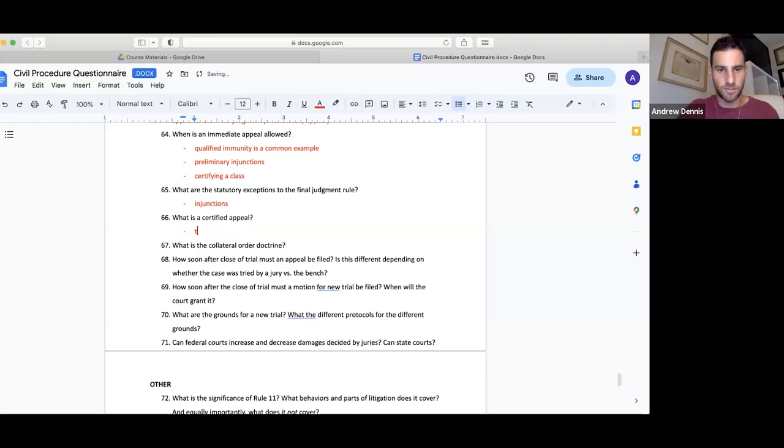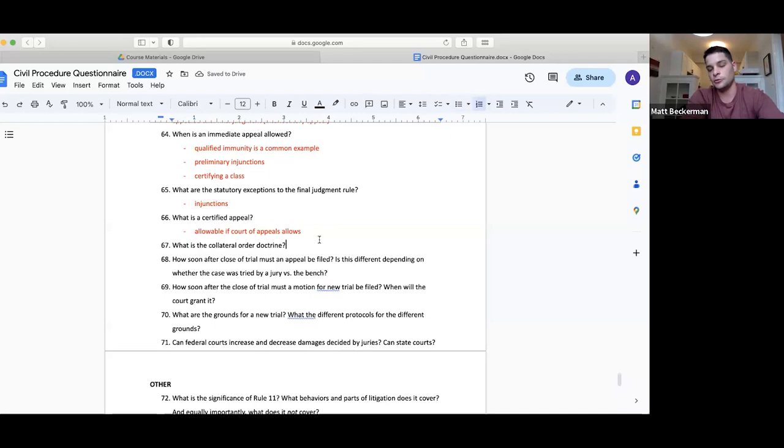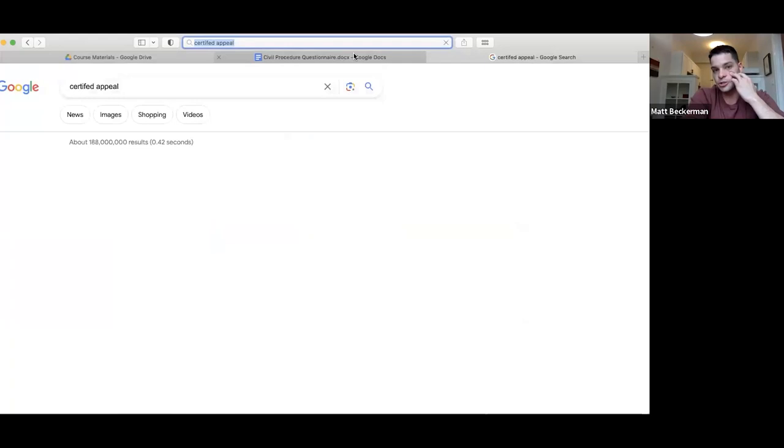Okay. Is it allowable? Yes. Only if the Court of Appeals allows it. Only if the Court of Appeals says yes. If they say no, then the trial court just has to deal with not understanding the law. But I feel like they'd say yes. Again, I've never really seen that, a certified appeal. I know it's on the bar. I never saw it tested, but it was in my Fed Courts class.